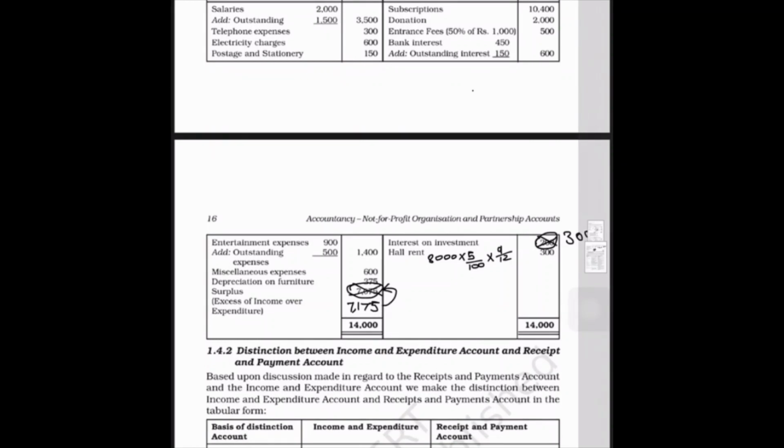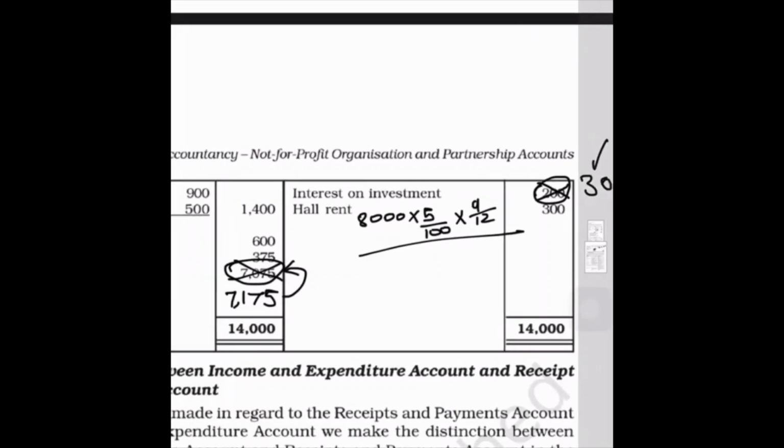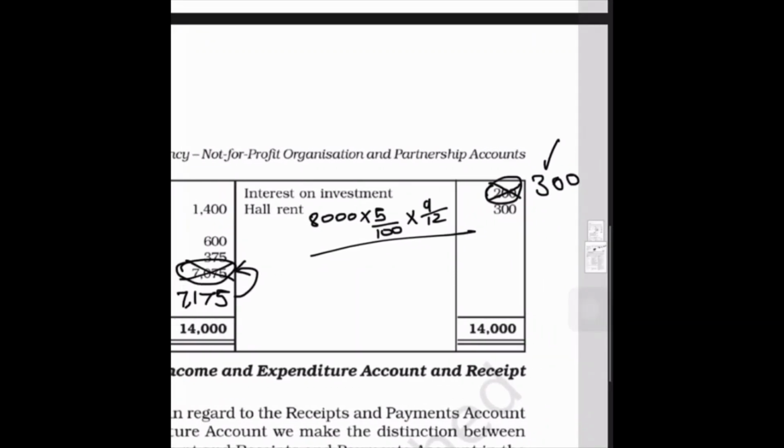It is an outstanding income. We have to receive this income. So 8,000 into 5 by 100 into 9 by 12, for 9 months. So it will come around 300 rupees. But it is wrongly mentioned as 200 rupees. So make it clear, make it correct. Interest on investment rupees 300. If we change it here, the total will also change. The credit side total will be 14,100.